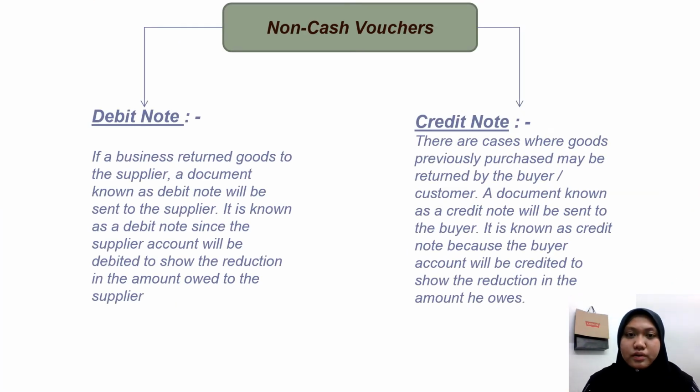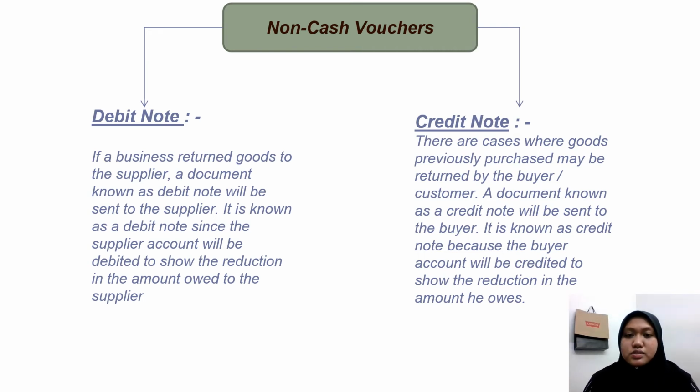So I want to explain about the non-cash voucher. So for your information, there are two types of non-cash voucher, which is debit note and credit note. So let's talk about debit note. Okay, debit note is if a business returns the goods to the supplier and the document known as debit note will be sent to the supplier. So this is known as a debit note since the supplier account will be debited to show the reduction in the amount owed to the supplier.